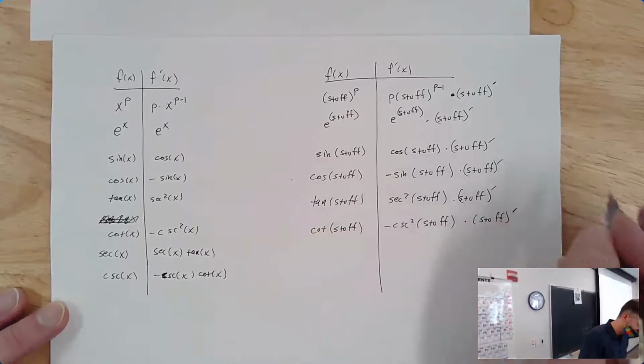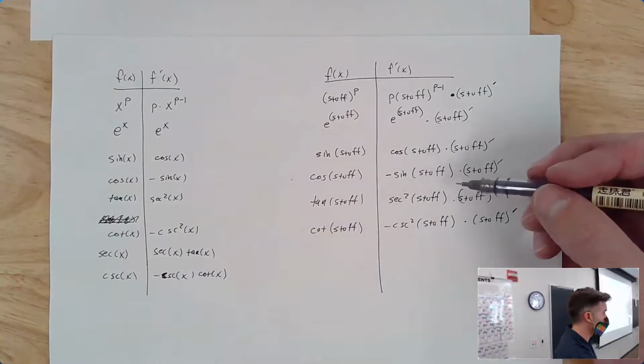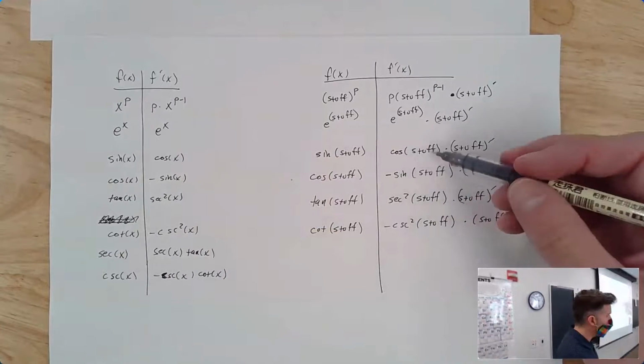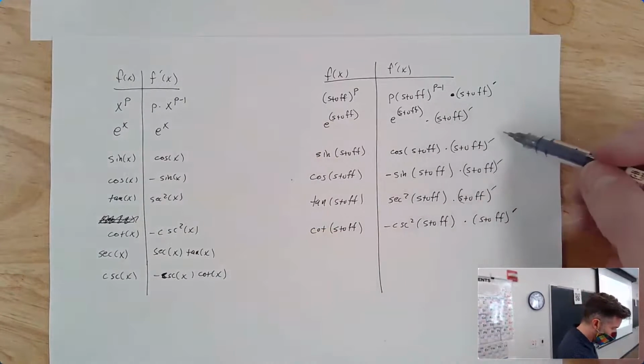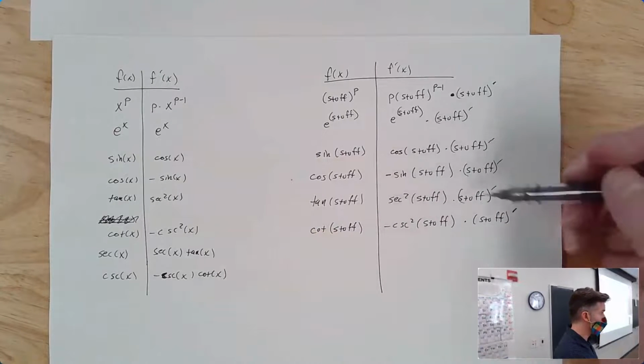I also want to emphasize here, the stuff is inside the trigonometric function. You're taking cosine of whatever that is. But the derivative of the stuff is outside of the trigonometric function. It is not being taken the cosine of.